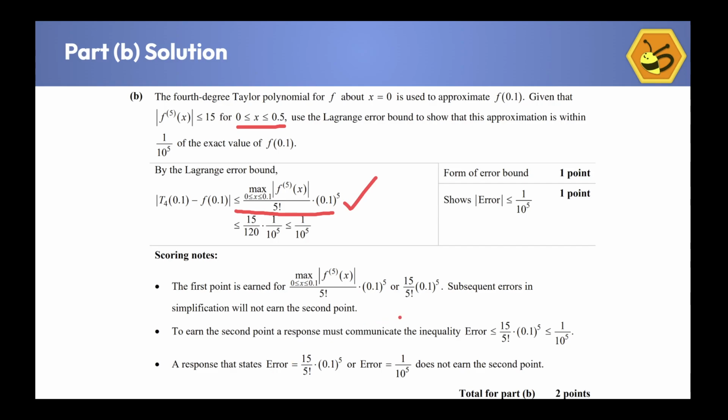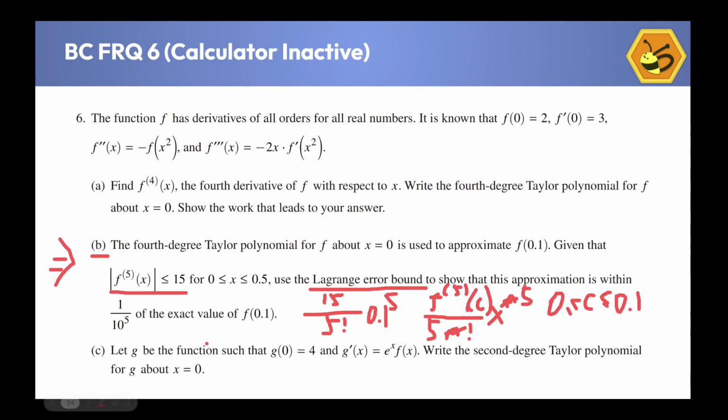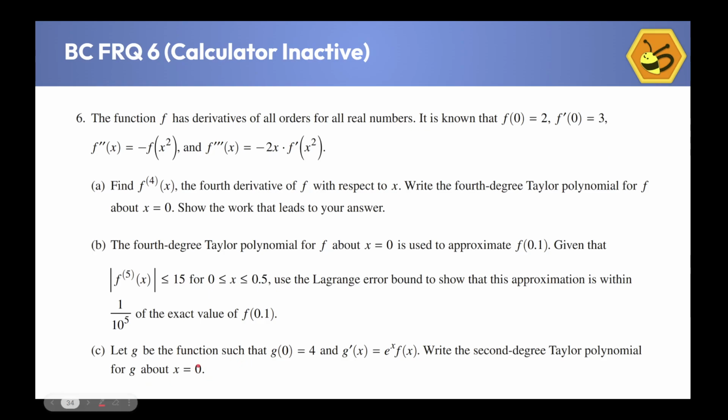This is part B, and we should take a look at part C now. The new function g, that g(0) is 4, and the derivative of g equals e to the power of x times f(x). Write the second degree Taylor polynomial for g about x equals 0. We need to write another Taylor polynomial. So this is somewhat similar to the first one, to part A.